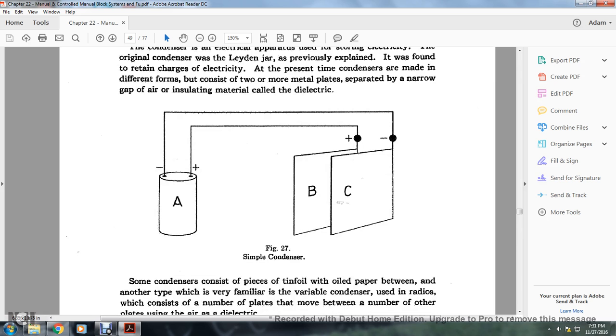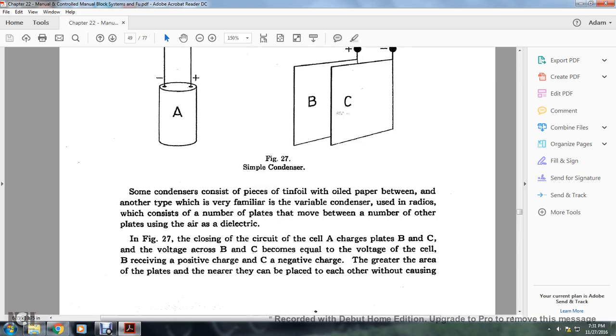dielectric. In a simple condenser, A, B, and C, as in some condensers, consist of pieces of tinfoil with oiled paper between. Another type, with which we are very familiar, is the variable condenser used in radios, which consists of a number of plates that move between another number of plates, using air as the dielectric.